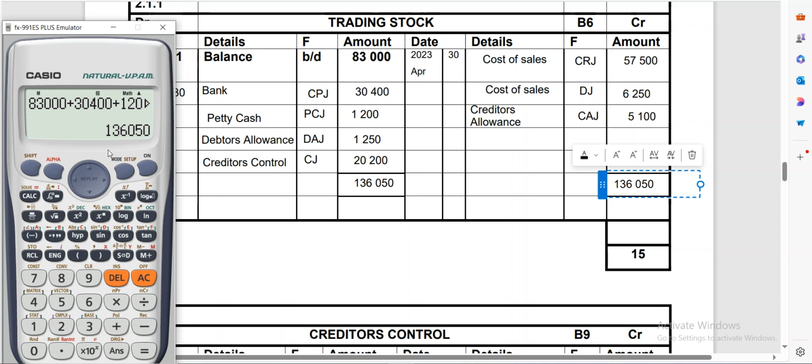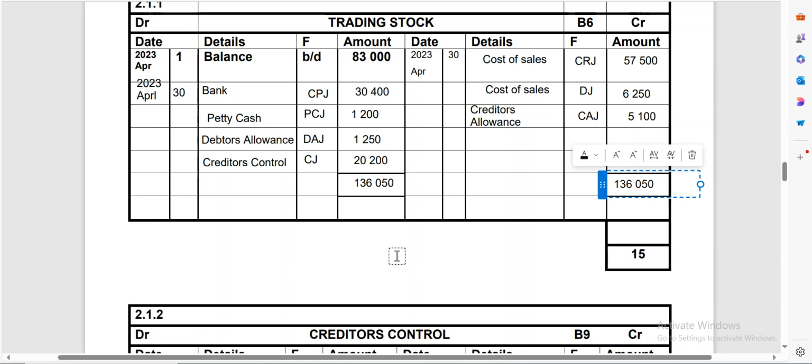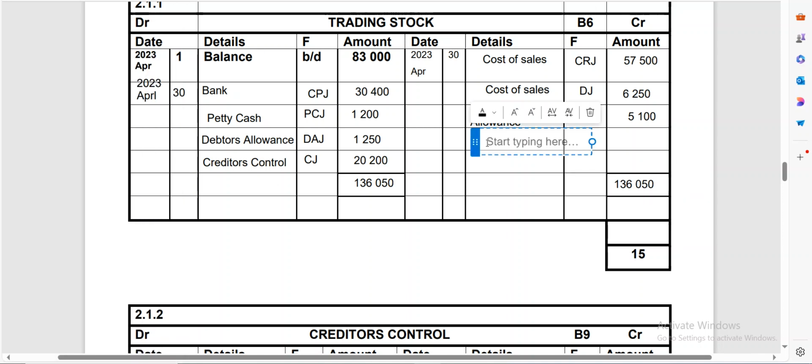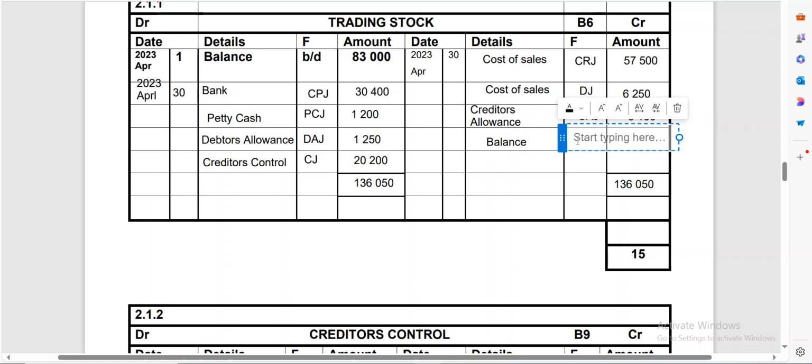So now 83,000 plus 30,400 plus 1,200 plus 1,250 plus 20,200 gives me 136,050. Then I'm going to take this amount. If you check, we are supposed to have a balance carried down here. So we'd have the balance carried down, meaning that this is the shortage. So that balance carried down will come this side.